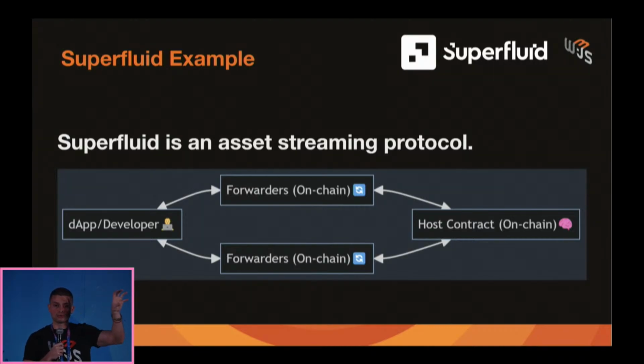Superfluid has a main host contract. This contains all the core functionalities of the Superfluid protocol. And it has some forwarders that allow developers to communicate with this host. So if you're a developer and you want to build in Superfluid, you need to call this forwarder's contract. Then the forwarder will talk to the host. And this is the back and forth communication.